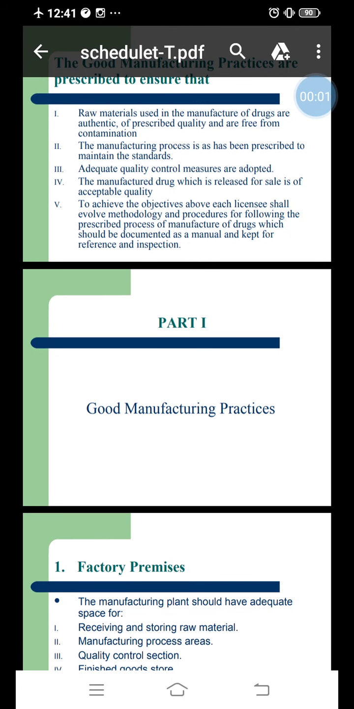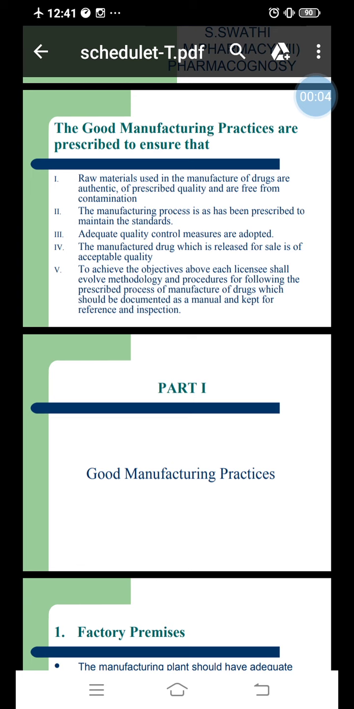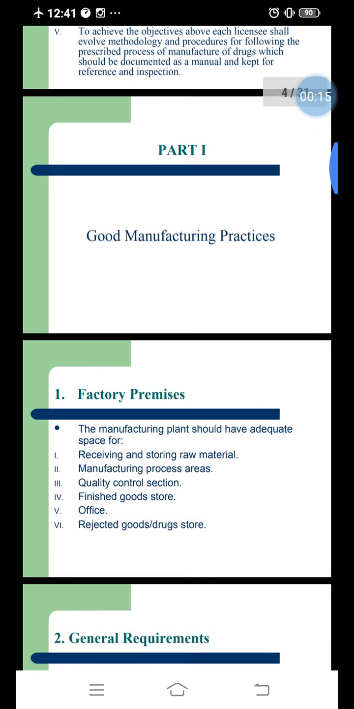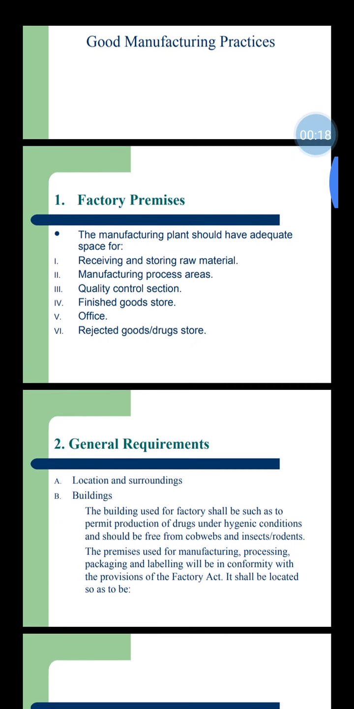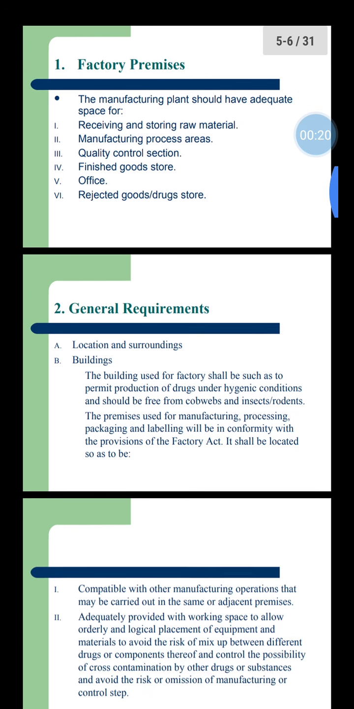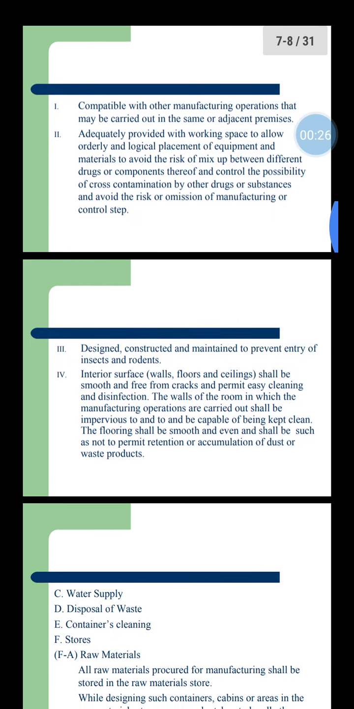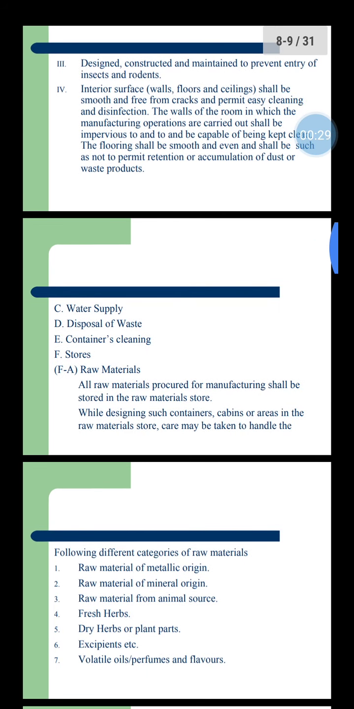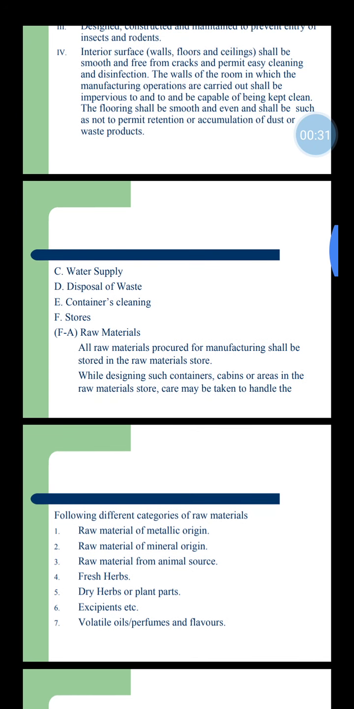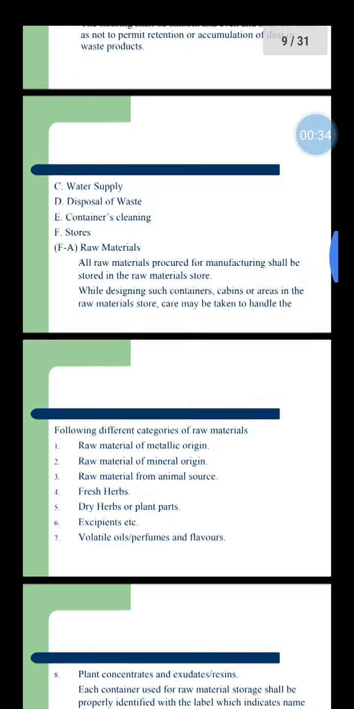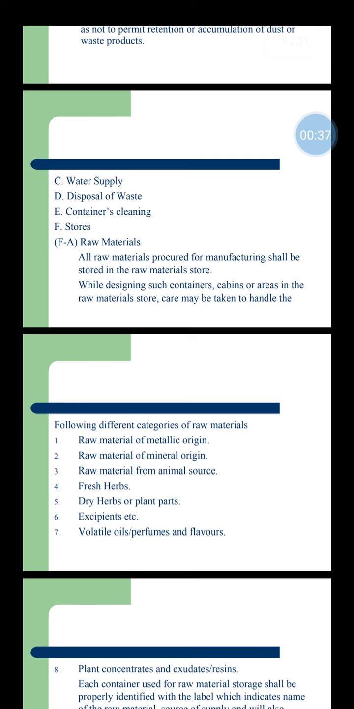Hi everyone. In the last lecture you started learning about Schedule T, the good manufacturing practice in pharmacy. In that, you saw that the good manufacturing practices are prescribed to ensure the factory premises and general requirements for the process of pharmacy: location and surrounding buildings, then water supply, disposal of waste, cleaning, and storage of raw materials, which are categorized into various types.